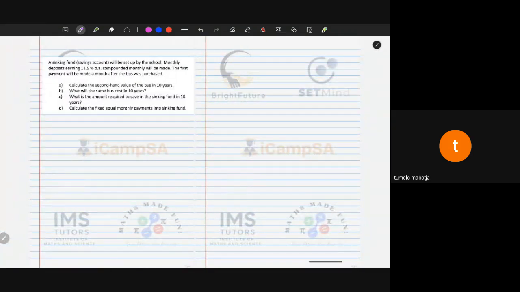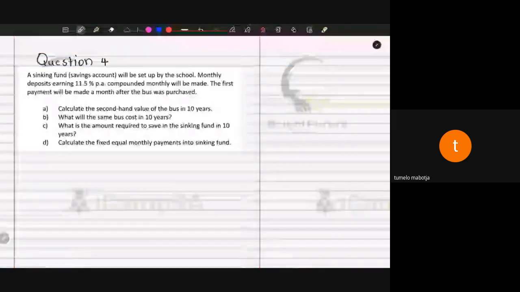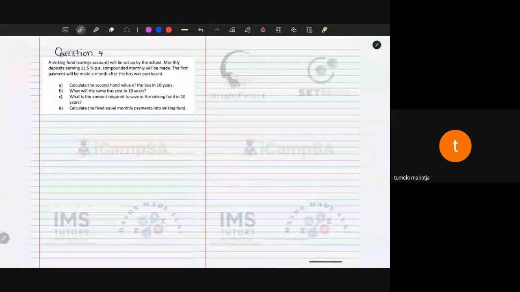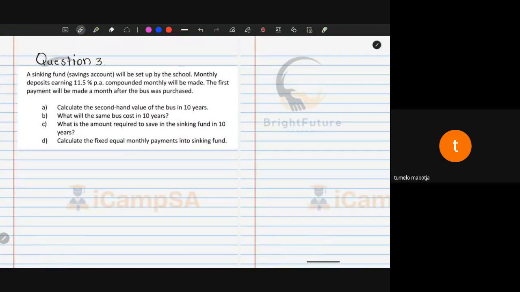So, I will need one of you to read this for us. And we will start looking for the keywords. Because under annuities, remember I said we have future value and present value. Is this question 4? Well, make it question 3. Yep, any volunteer, guys, please read for us.